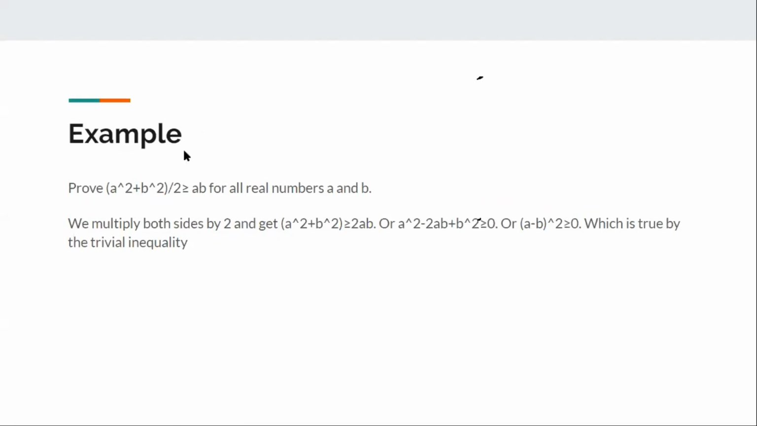Forgot to state that. So we multiply both sides by 2 and we get a squared plus b squared is greater than or equal to 2ab, or a squared minus 2ab plus b squared is greater than or equal to 0, or we can write this as (a minus b) squared, as we talked about before, and we just want to prove (a minus b) squared is greater than or equal to 0, which is true by the trivial inequality.